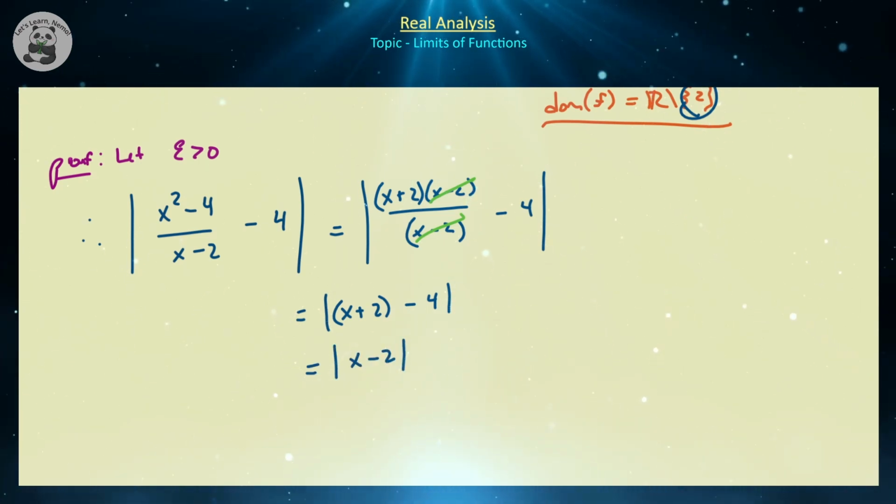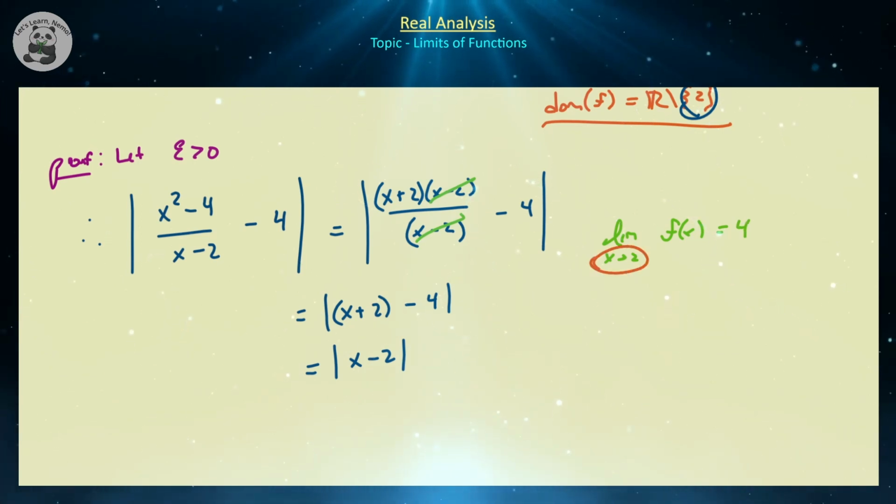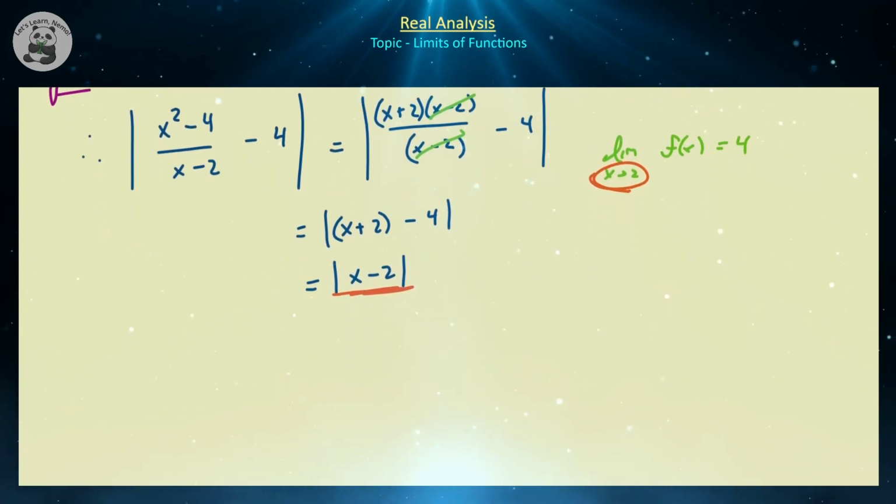So keep in mind, what are we trying to prove? We're trying to prove the limit as x approaches 2 of f of x is equal to 4. So our domain limit value is going to be equal to 2, and we have complete control over this thing, because we know that this is going to be less than delta, so we just need to choose a delta that makes this distance less than epsilon.